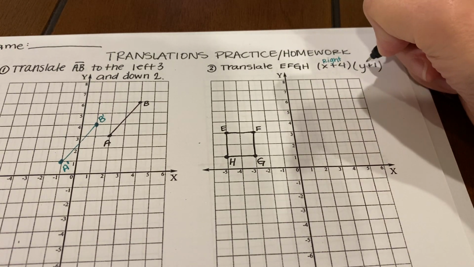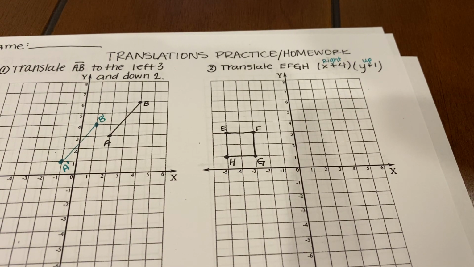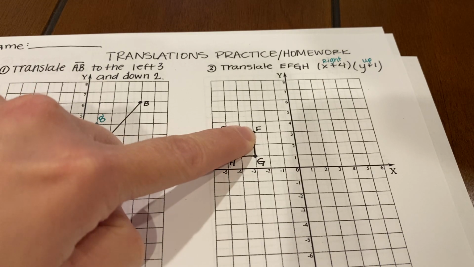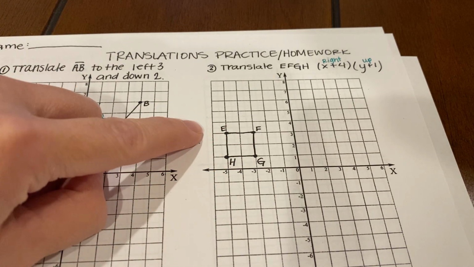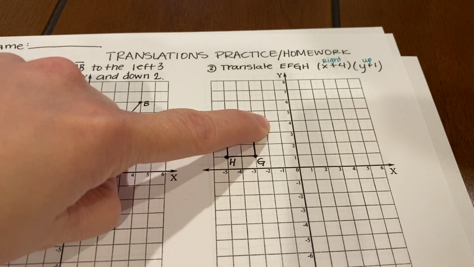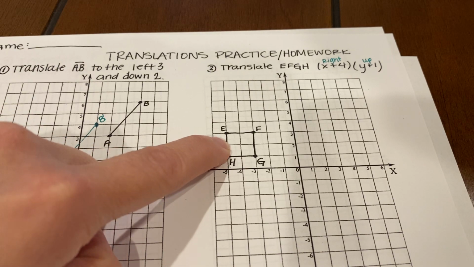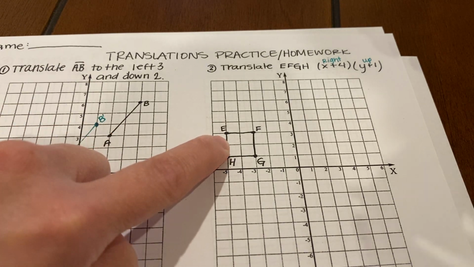And anytime we see Y plus, that means up. So each one of these points, E, F, G, and H, they are all going to go right 4 and then up 1. Okay, I'll do E with you, and then I want you to complete this one by yourself. This will be part of your grade.